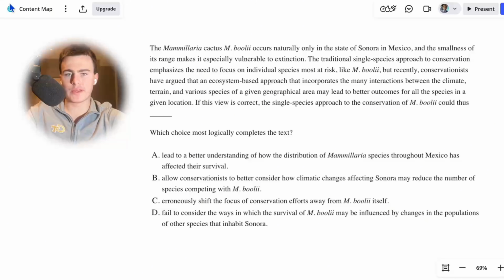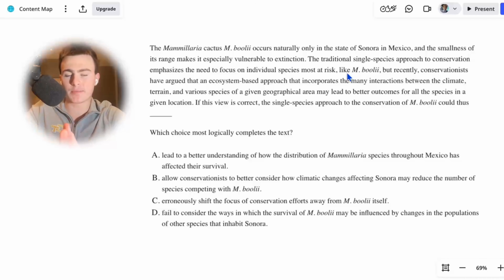First example, we have a really weird one. So the mammillaria cactus, MB, once again abbreviated, occurs only in the state of Sonora in Mexico. So this MB cactus is only in Sonora. And the smallness of its range, so the fact that it's only in this one area, makes it vulnerable to extinction. So this cactus inside of Sonora in Mexico is really only in that one place, and that makes it vulnerable to extinction because it's only in one place. Now, the traditional single species approach to conservation emphasizes the need to focus on individual species most at risk, like this cactus.